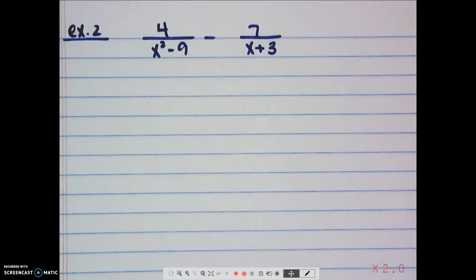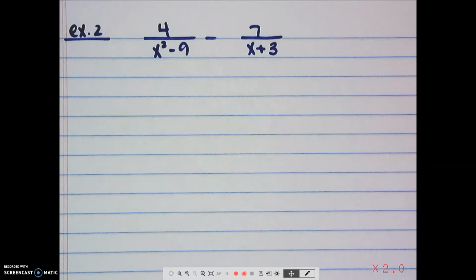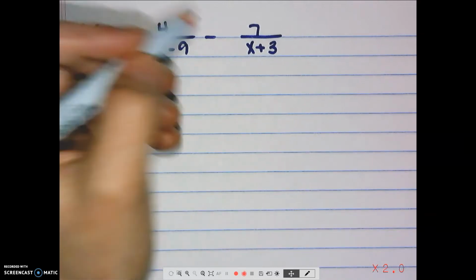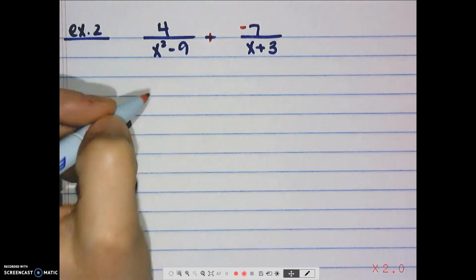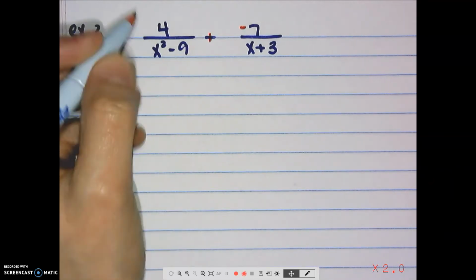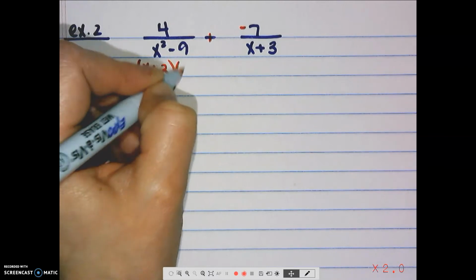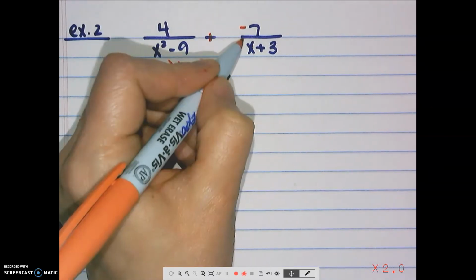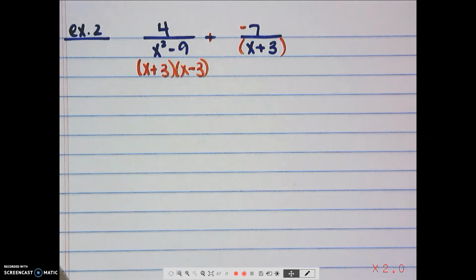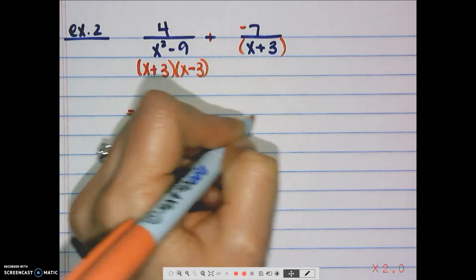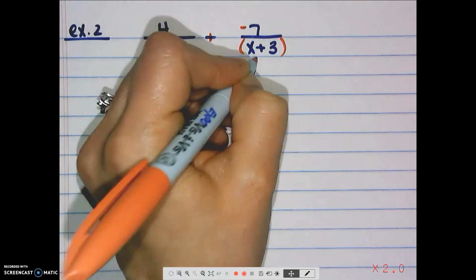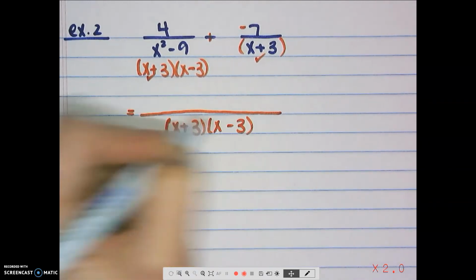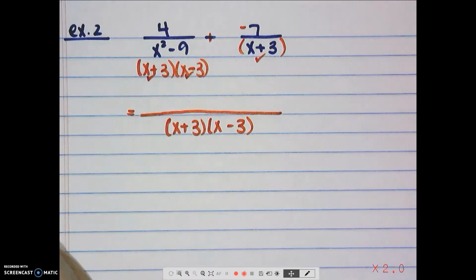All right, if we have 4 divided by x squared minus 9 minus 7 divided by x plus 3, we're going to change this to be addition, and the 7 now becomes negative. So now I notice that x squared minus 9 can factor into x plus 3 and x minus 3. X plus 3 over here can't factor, but it does stay together. All right, common denominator time. So they both share an x plus 3. So we've got those taken care of, and we still have this x minus 3 from the first fraction that we haven't taken care of yet. So that's good to go now.